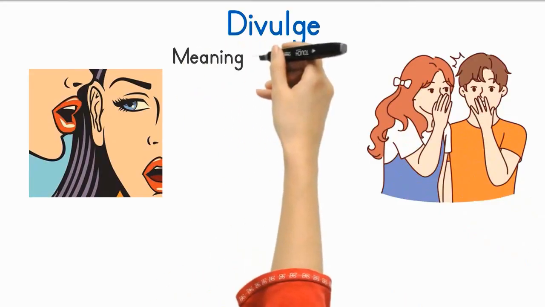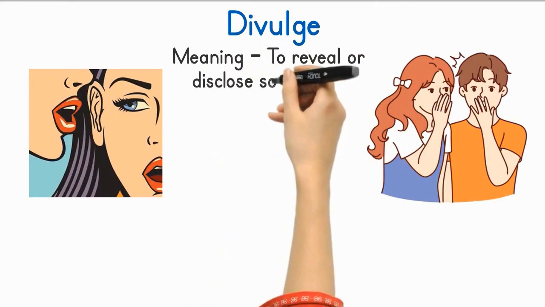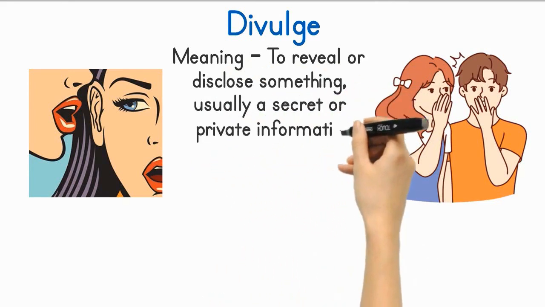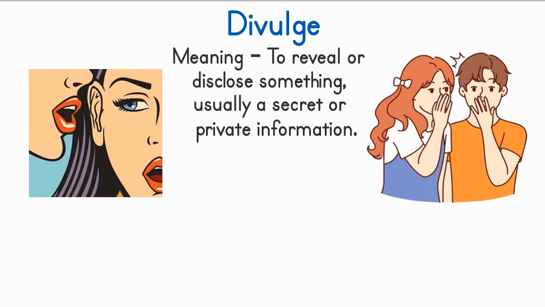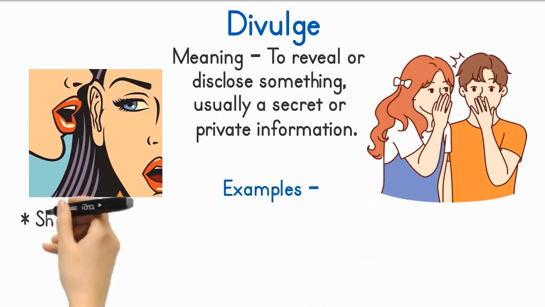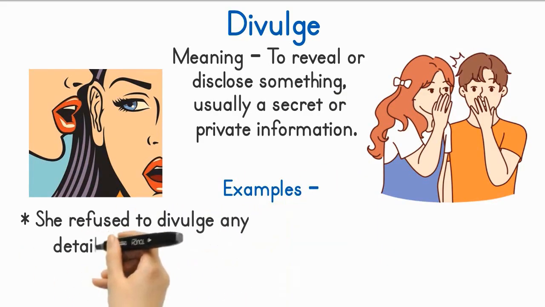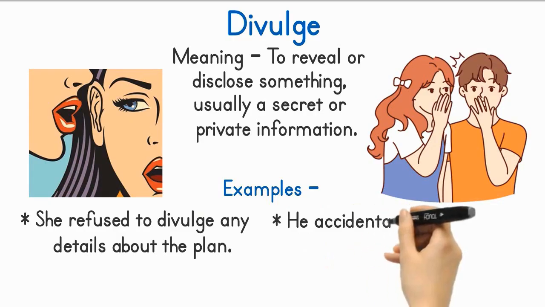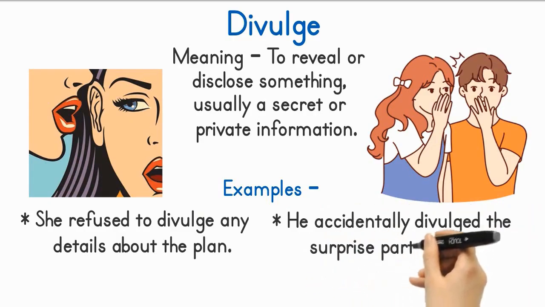Divulge. To reveal or disclose something, usually a secret or private information. She refused to divulge any details about the plan. He accidentally divulged the surprise party secret.